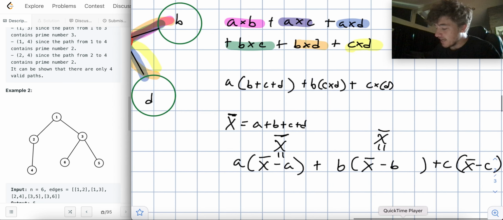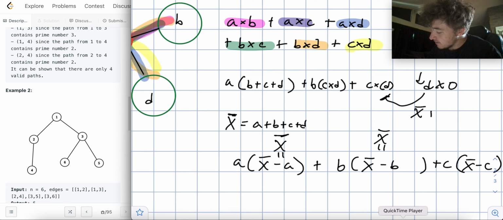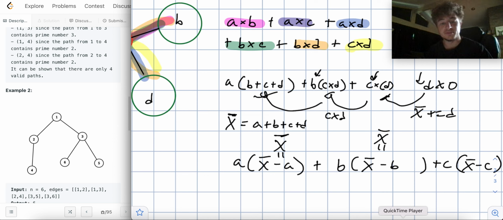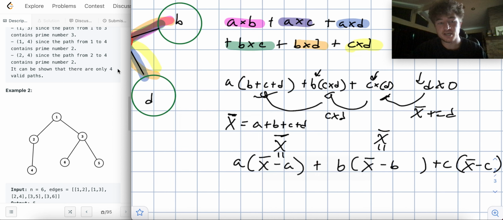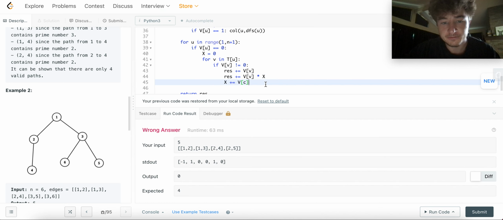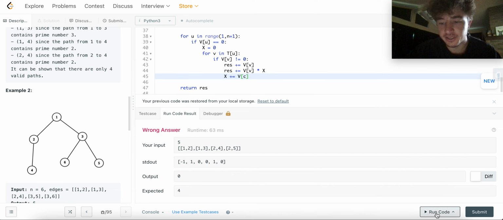So I'm building x here, right? I start x here with d times nothing, and then I add in x plus equal d. Then I'm going to multiply by c, then I add in c times d, multiply by b, add in b plus c plus d, right? So I'm just reverse building this x array to get all these combinations for all of my neighbors. And yeah, that should be good, I think.